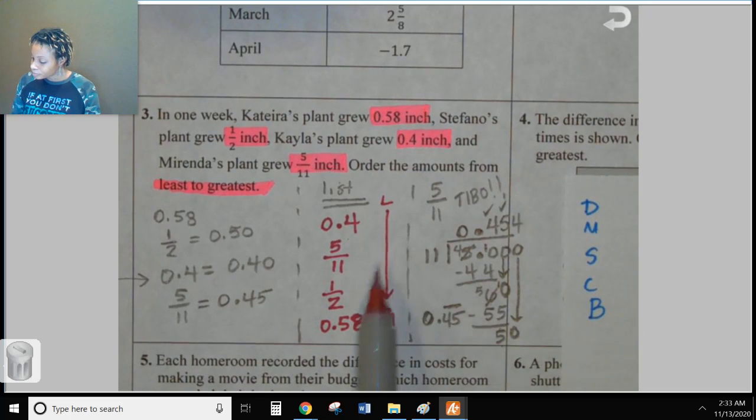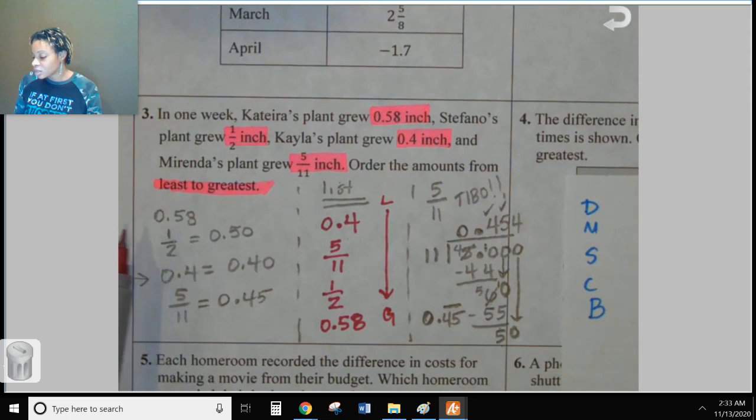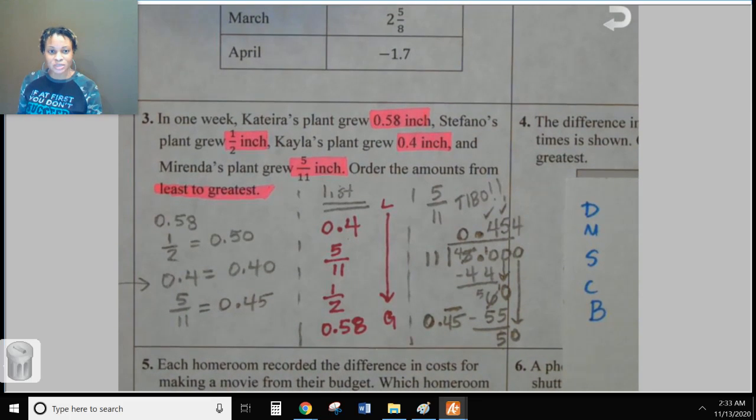Okay. So again, we took them and we want to make sure all of them were in decimal form because decimals are just easier for us to compare. And once we did that, we put them in order from least to greatest.